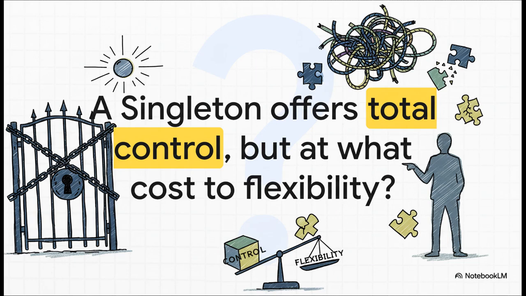Ultimately, it's a trade-off between strict control and your code's flexibility. The singleton pattern gives you absolute power over an object's lifecycle, ensuring there is only one. But that power comes at a steep cost to your code's modularity, its testability, and its clarity. So before you reach for this pattern, you have to ask yourself the question we're left with here. Is the problem you're solving so critical that it's worth that price?